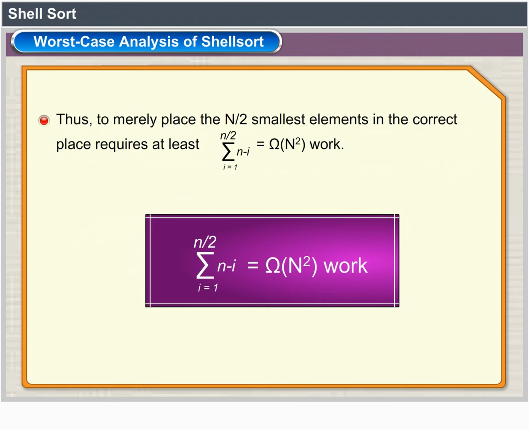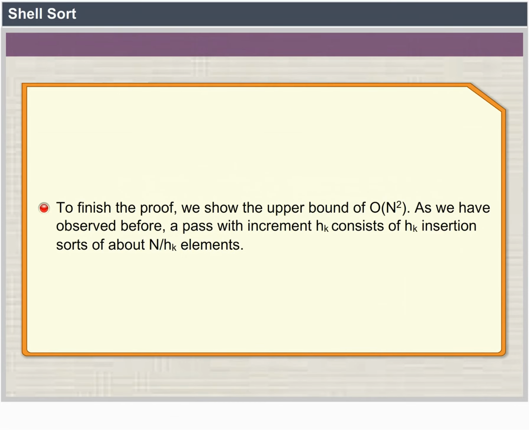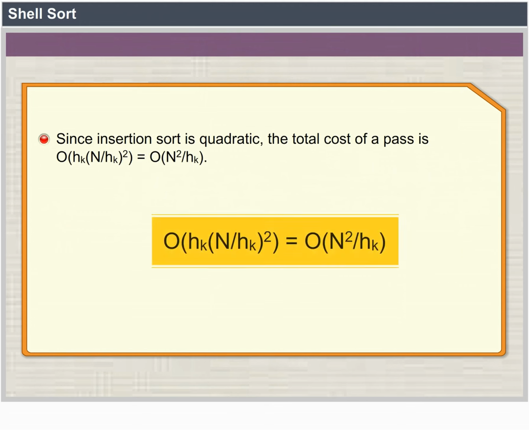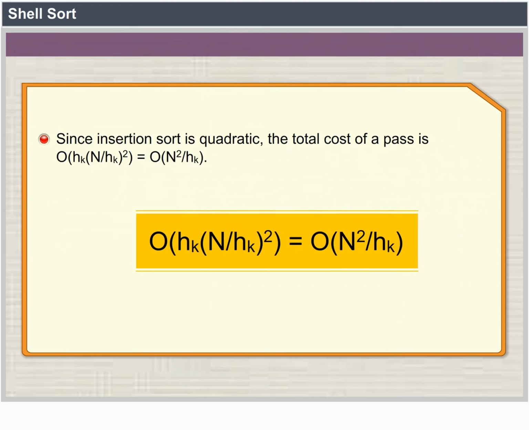To finish the proof, we show the upper bound of big O of n squared, as we have observed before. A pass with increment hk consists of hk insertion sorts of about n by hk elements. Since insertion sort is quadratic, the total cost of a pass is big O of hk times n by hk the whole squared, which equals big O of n squared by hk.